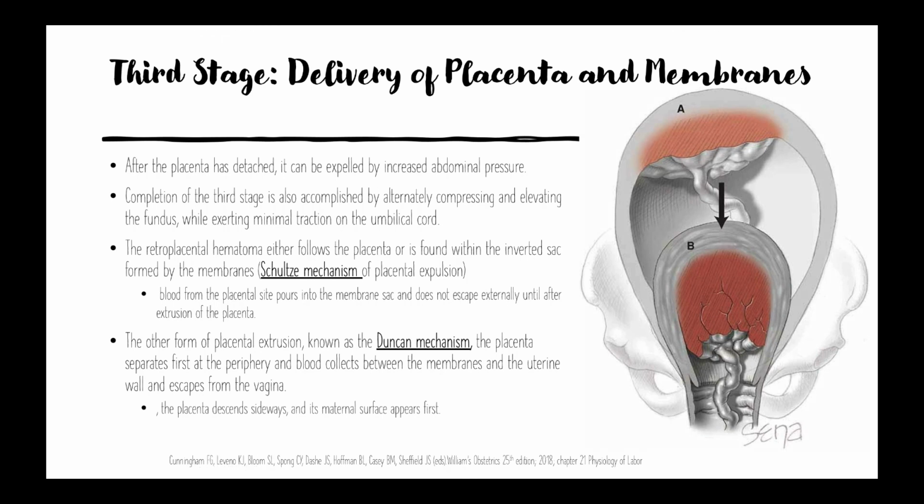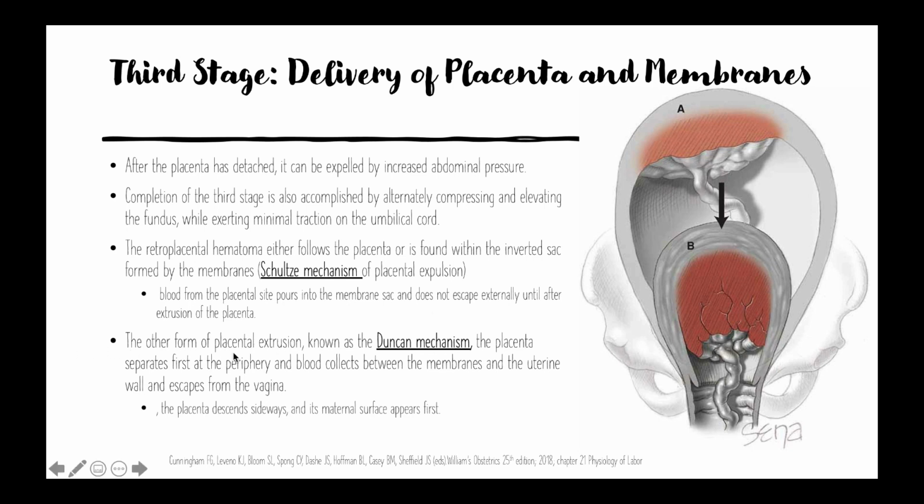After the placenta has detached, it can be expelled by increased intra-abdominal pressure. And completion of the third stage is also accomplished by alternately compressing and elevating the fundus while exerting minimal traction on the umbilical cord. The retroplacental hematoma either follows the placenta or is found within the inverted sac formed by the membranes, and that is what we call the Schultze mechanism of placental expulsion, where blood from the placental site pours into the membrane sac and does not escape externally until after extrusion of the placenta.